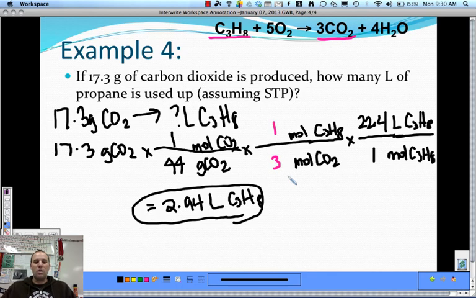All right, next time we're going to talk about something scary sounding, but it's the same thing again: limiting reactant and theoretical yield.